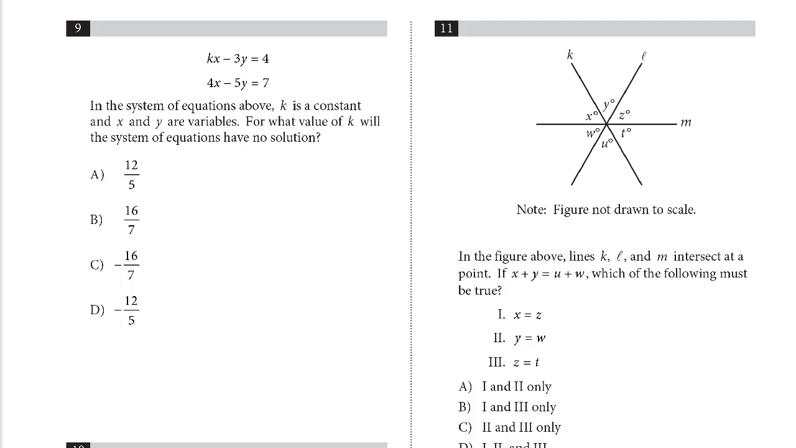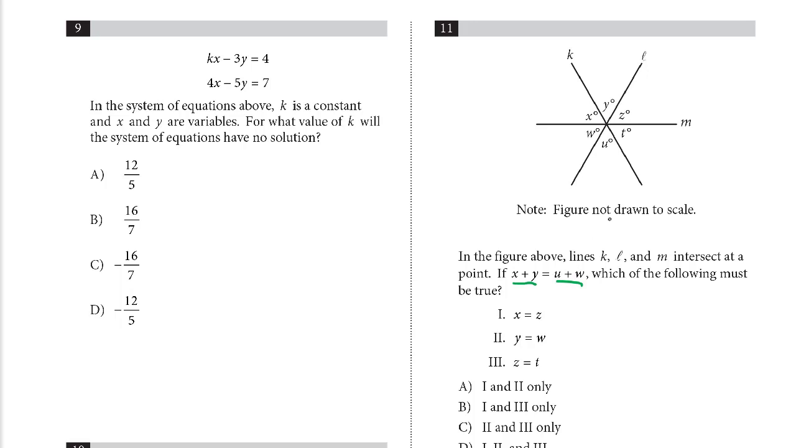Number 11. Okay, this looks like a fun one. We've got 6 different angles going around a full circle or 360 degrees. In the figure above, lines K, L, and M intersect at a point. If x plus y equals u plus w, which of the following must be true? So we've got one equation, which is a sum of two angles equaling another sum.